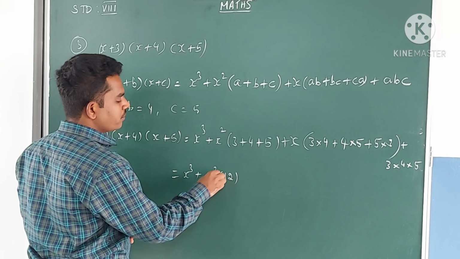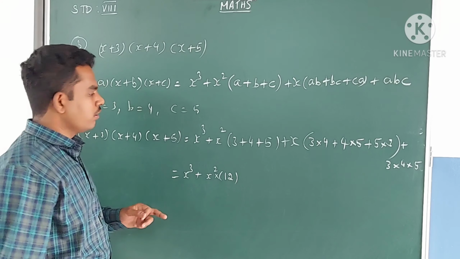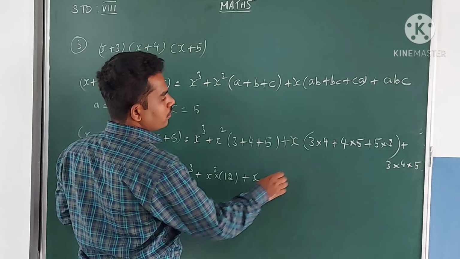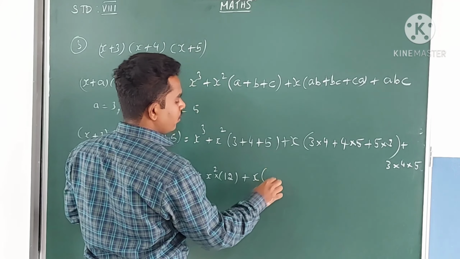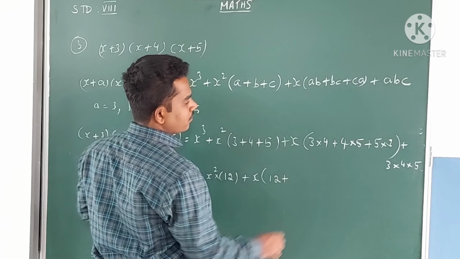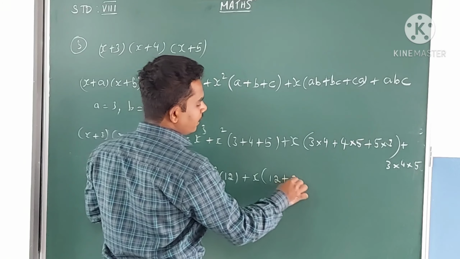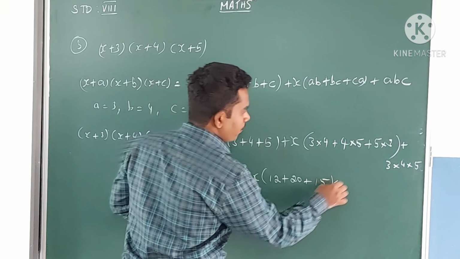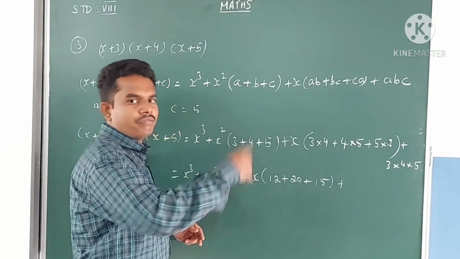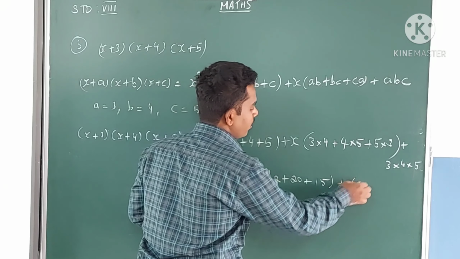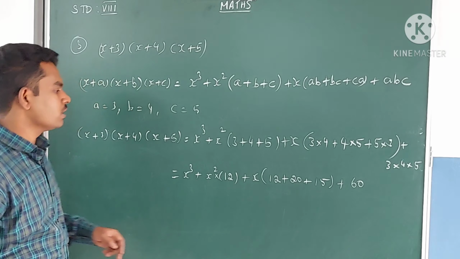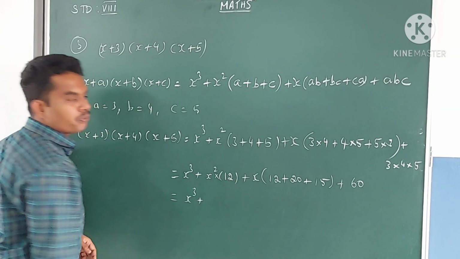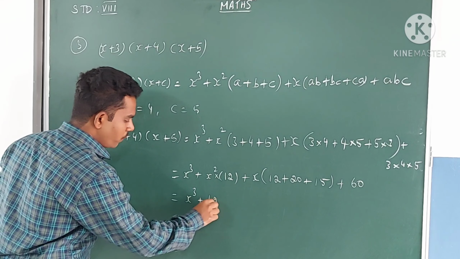So 3 into 4 is 12, bracket also into symbol, plus x into 3 4s are 12, plus 4 5s are 20, plus 5 3s are 15, plus 3 4s are 12, 12 5s are 60. You should know the multiplication. Next, x cube, x square into 12, written the same, 12x square.